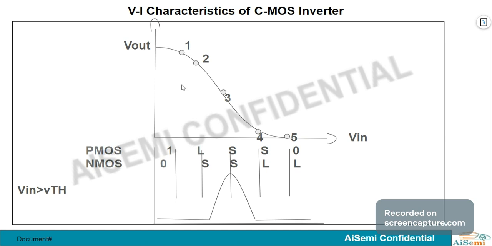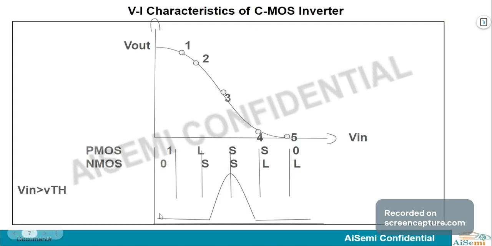The voltage transfer curve specifies that for a low input voltage, the circuit generates a high output voltage, whereas when we give a high input voltage, the circuit generates zero output voltage. This is the voltage transfer curve. Here the VI characteristics means voltage and current characteristics.